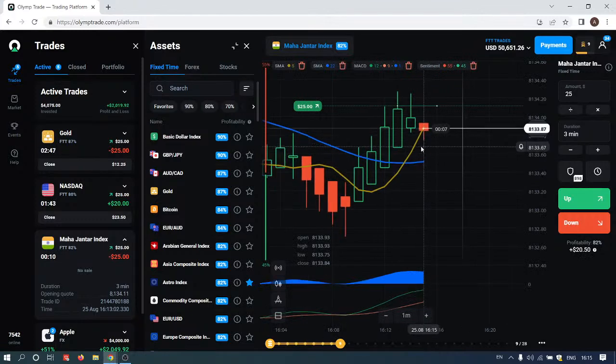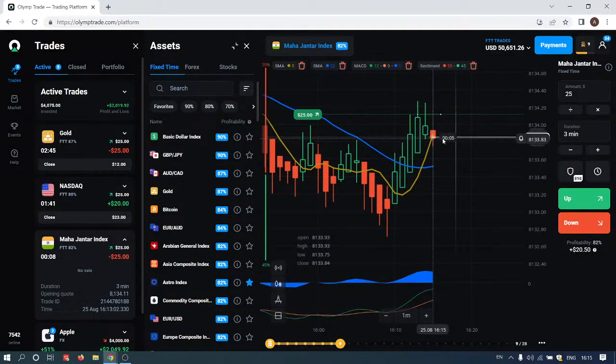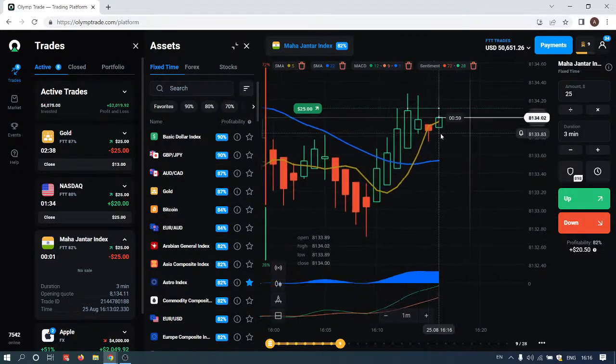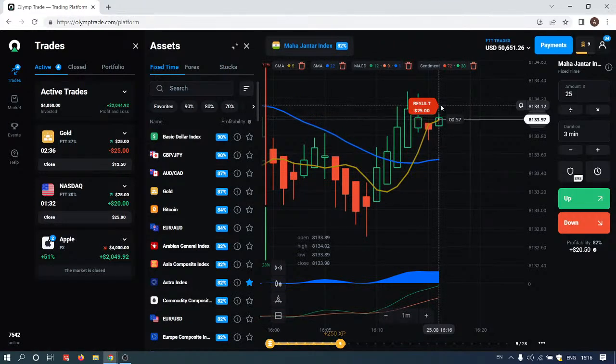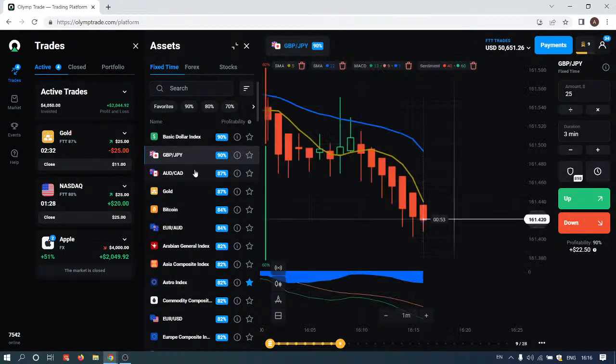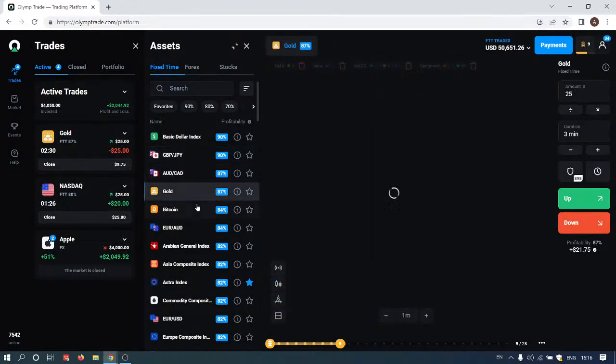All right, so what is happening with Mahajantar? It's just not getting the momentum, the impulse to go up, unfortunately, even though it's kind of pushing up, but not enough. All right, let's continue trading.